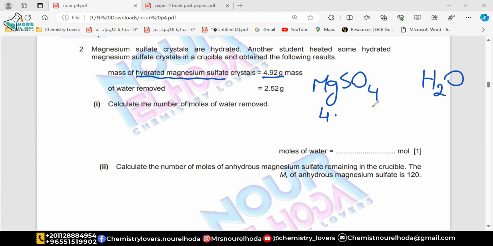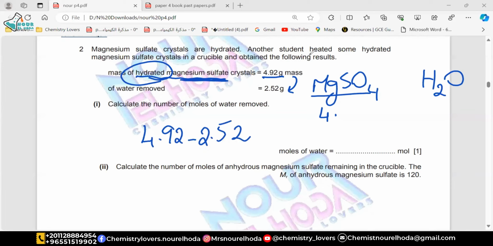Do any of you know? What should I do in this case? I need to subtract. Exactly. Bravo, Yayora. Good job. I need to subtract this one minus this one, because this is the hydrated salt, the salt with the water, but I need the magnesium sulfate alone. I don't need the water. So I'm going to do 4.92 minus 2.52.